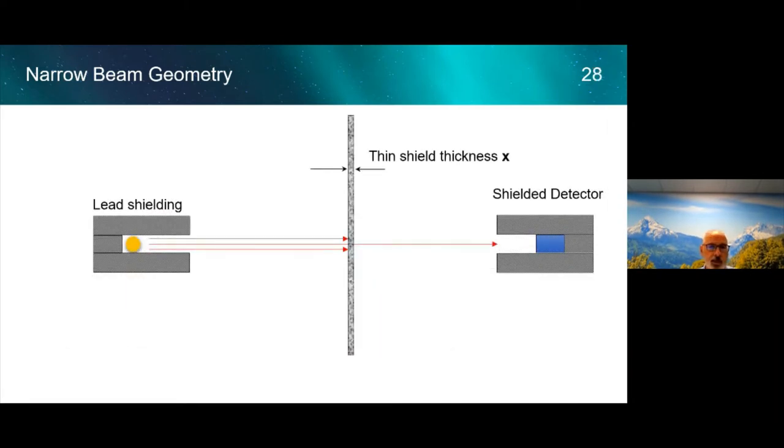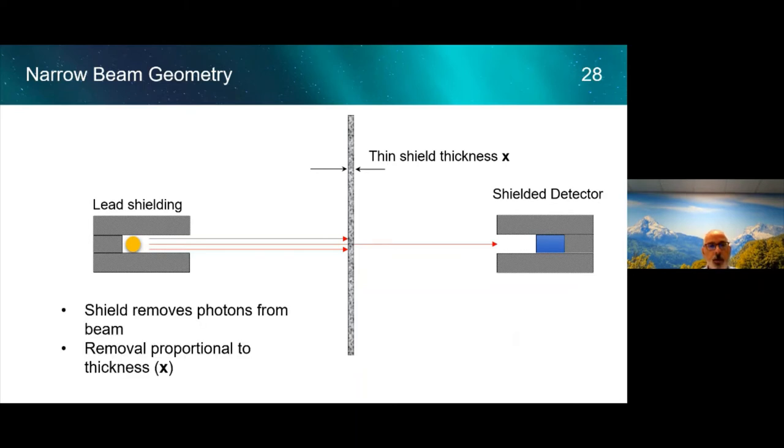We then insert a thin shield of a known thickness. That's usually quite straightforward because we can measure that, so we can establish the thickness of a shield with a reasonable degree of accuracy. What you can see straight away is that this shield will remove some of those photons from the beam. So you have attenuation in the beam because the photons are no longer reaching the detector. The amount of photons removed from that beam is directly proportional to the thickness of that shield.